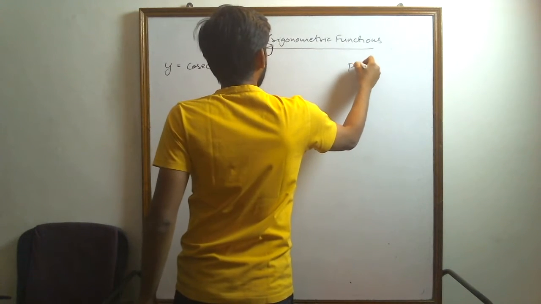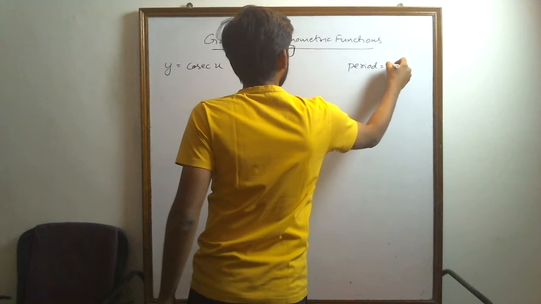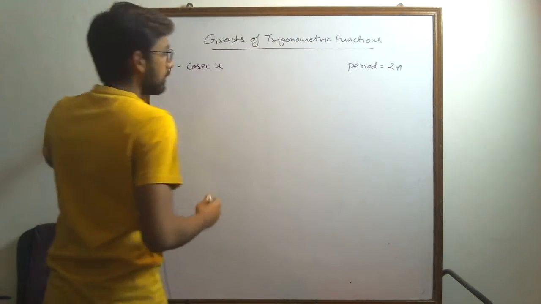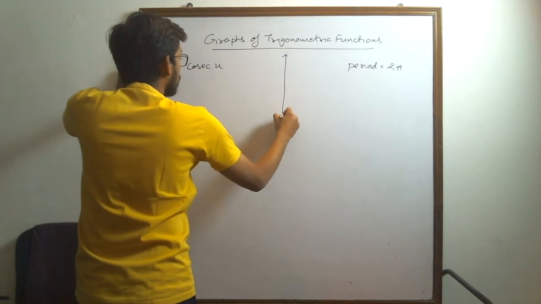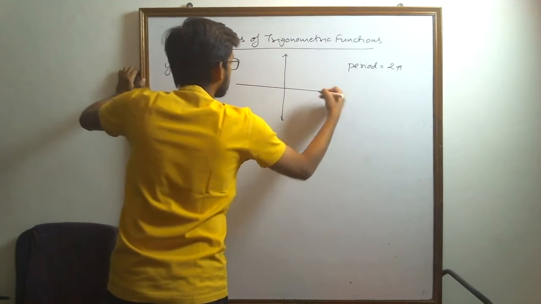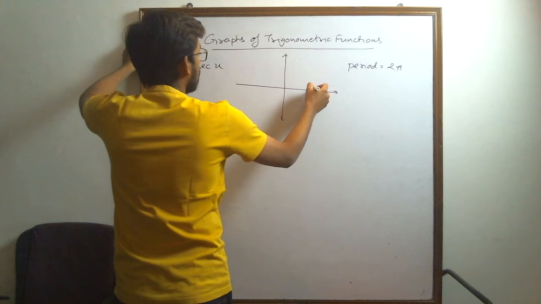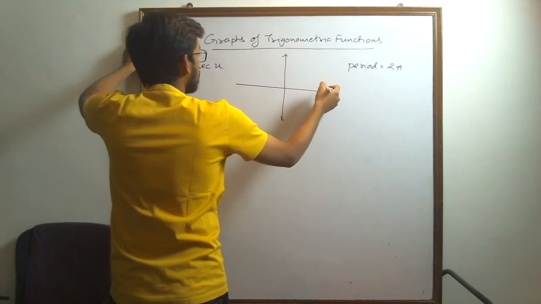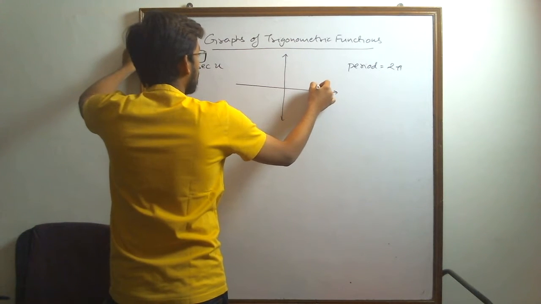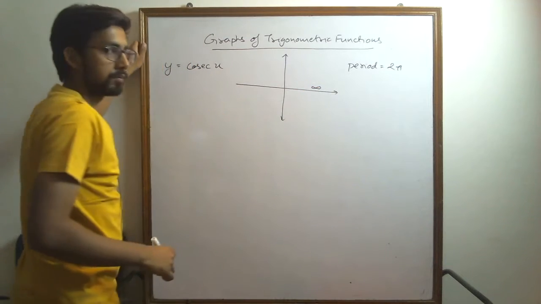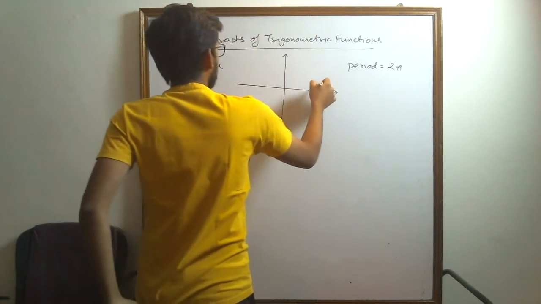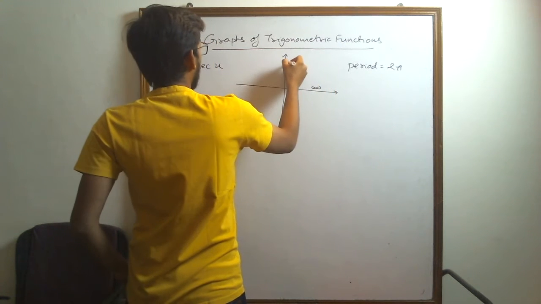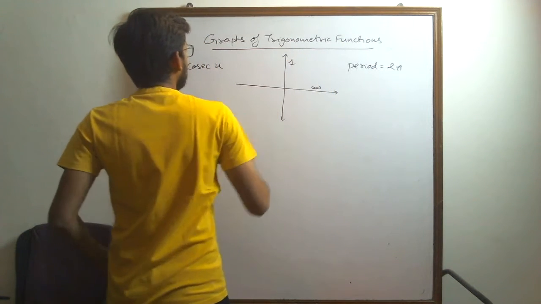The period of this function is same as sine x, which is 2 pi, as it is just the reciprocal of sine x. So the values will repeat after 2 pi. Now, at 0 radians, cosec x is not defined, but it will tend towards infinity as angle tends towards 0 in the first quadrant because it is positive. At pi by 2, it is equal to 1.